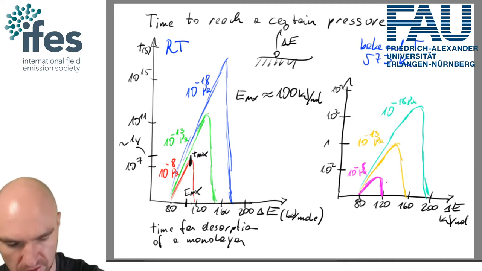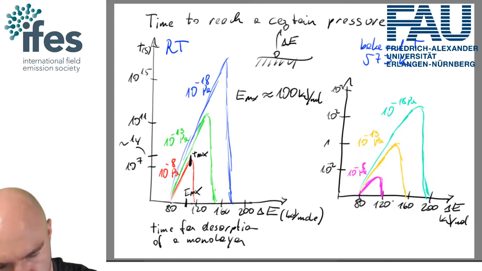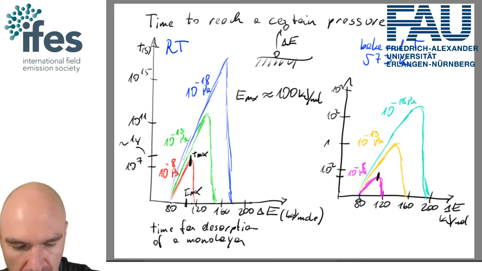So you can see that what interests us mostly is around here and here. It now means that we desorb a monolayer in a fraction of a second. And that is actually what we need to do, because otherwise, here you can see, to desorb a monolayer for the worst kind of molecules would take about a year.